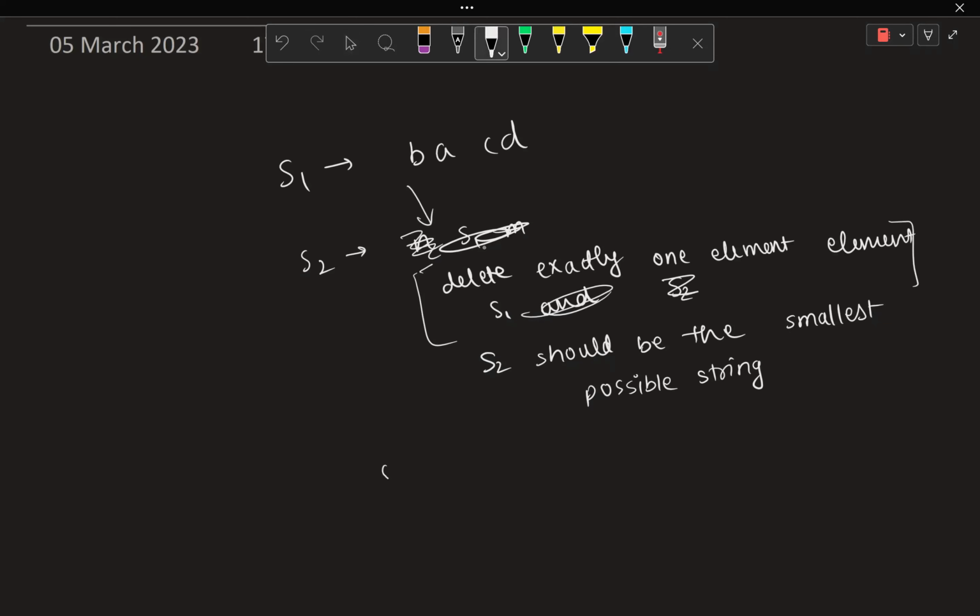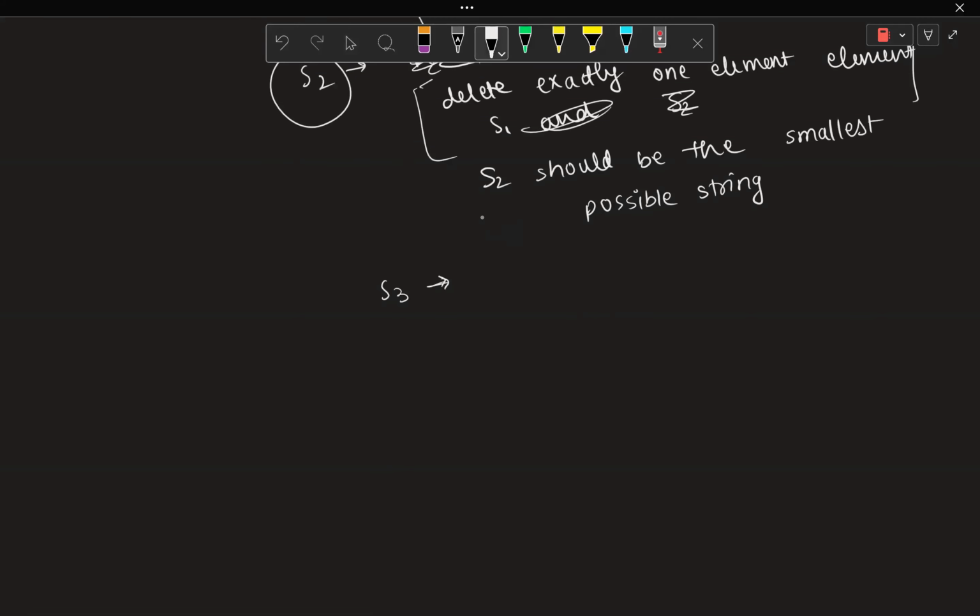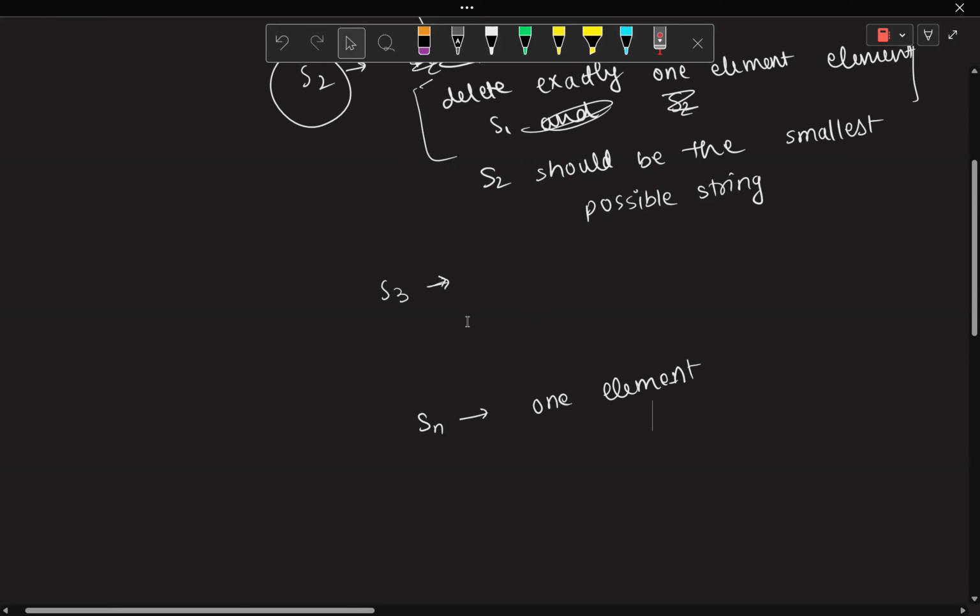After that, S3 will again be formed in a similar way: one element of S2 is deleted and the resulting S3 is the smallest possible string which can be created by doing this. And so on till Sn. In Sn, there will be just one element left. If you delete this, there will be an empty string. That's why there is no point in going to Sn plus 1.